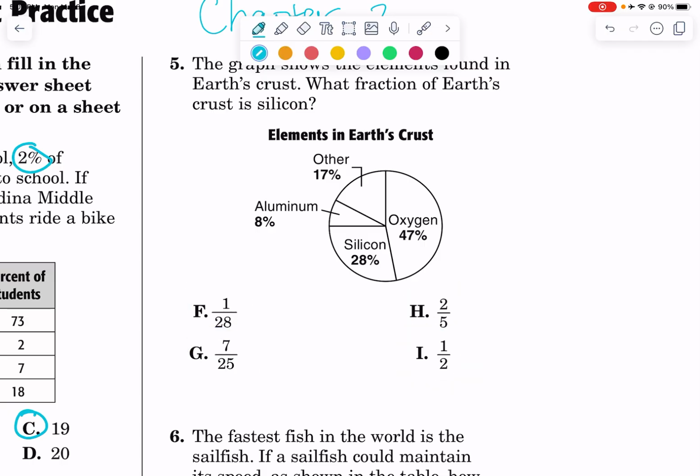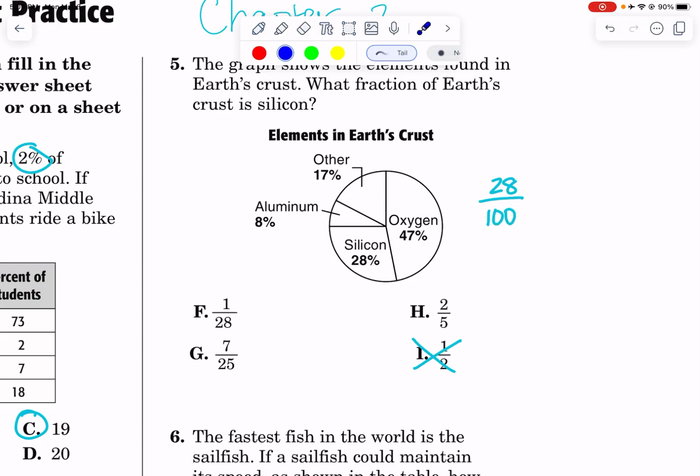Ooh, I is equal to half. I know I can eliminate that. 28% is less than half. 50% would be half, so there's no way it's equal to 1/2. Now, I can't eliminate any of the other ones, but if I had to guess, I gave myself a better chance. Let's convert this to a fraction.